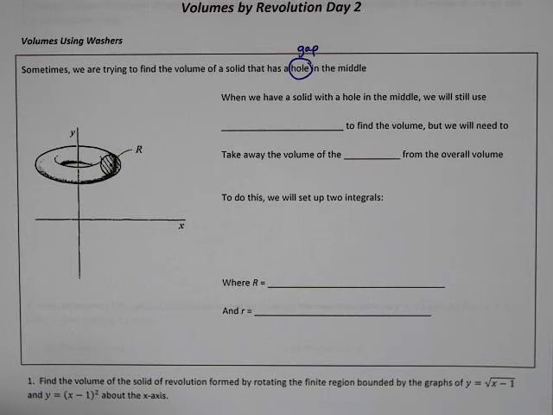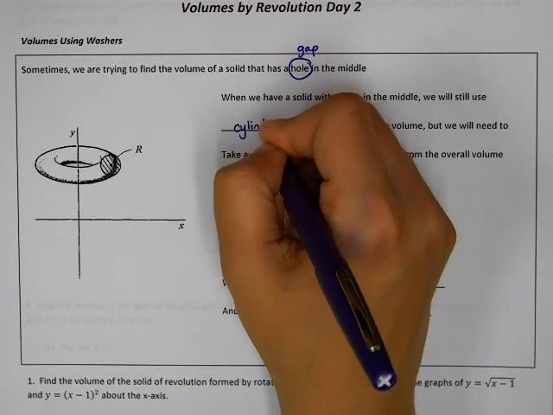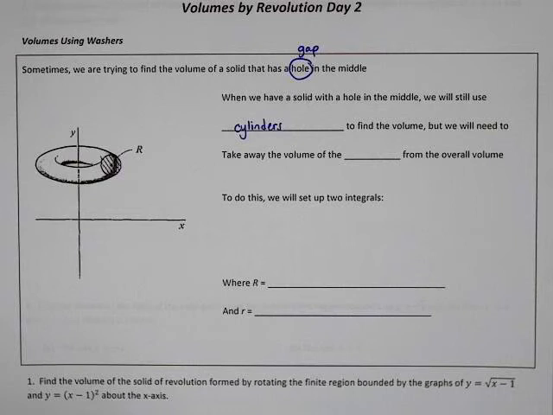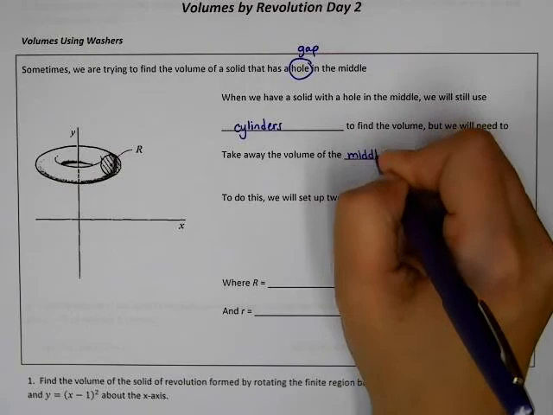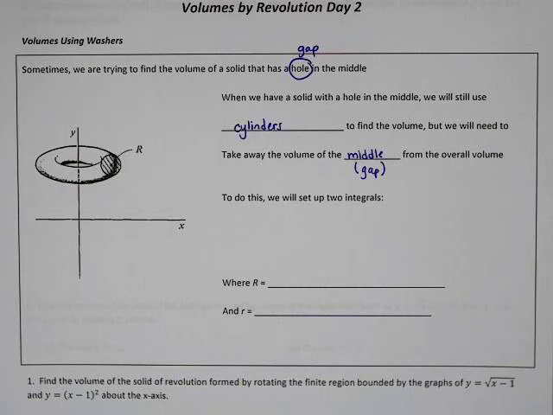It's a solid around the outside, but there's a hole in the middle. When we have a solid with a hole in the middle, we can still use cylinders to find the volume. But because the hole in the middle is taken out, we're going to need to take away the volume of the middle of the gap from the overall volume that we get.